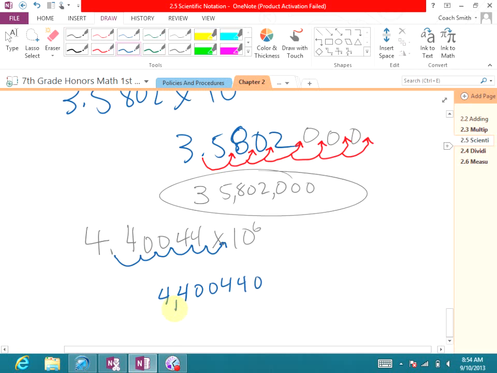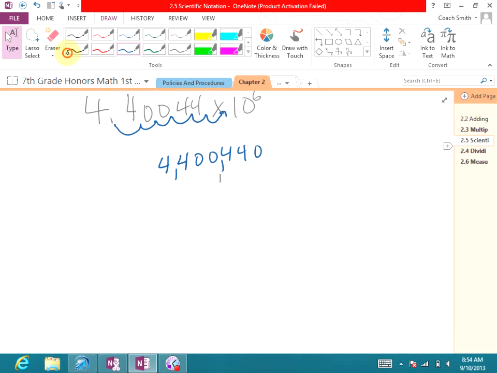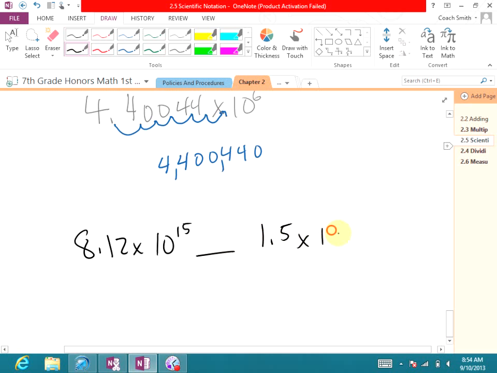So it'd be 4,400,440. Okay, 4,400,440. All right. Now, let's look at this. 8.12 times 10 to the 15th power, and then they give me 1.5 times 10 to the 17th power. And we got to see which one's greater.